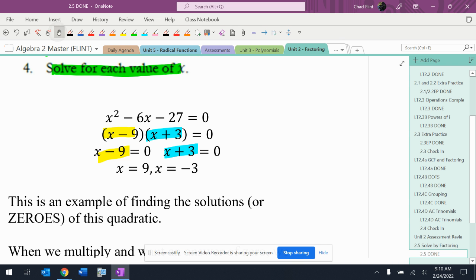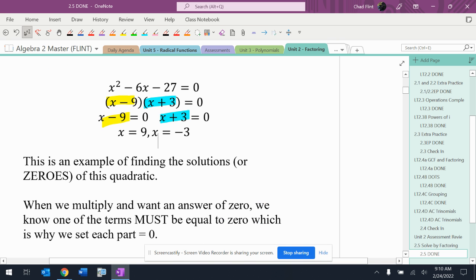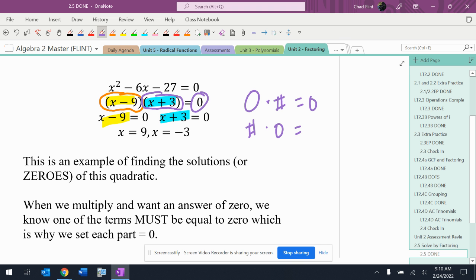The reason that this works this way is because of what happens when we multiply things together. We're taking this term right here and multiplying it by this piece right here, and we're getting zero. The only way that happens is if it's zero times some number, or some number times zero. So we know that one of those two sets of parentheses has to be zero.